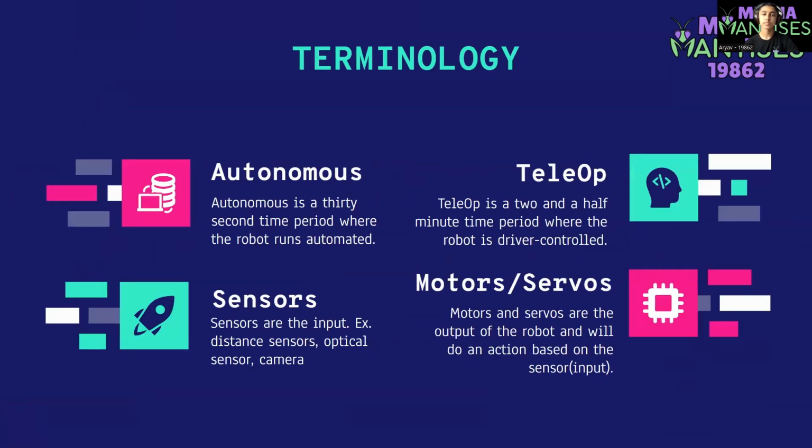Here are some basic terms that are needed when talking about FTC software. First is the autonomous period, which is the first 30 seconds of the game, where the robot is controlled by pre-programmed instructions. The teleop period is the remaining 2 minutes where the drivers will be using their controllers. Sensors are the input of the robot, and some include the camera, distance sensors, and odometry sensors. The motors and servos are the output of the robot that control the different mechanisms on the robot, such as arms, claws, slides, and more.